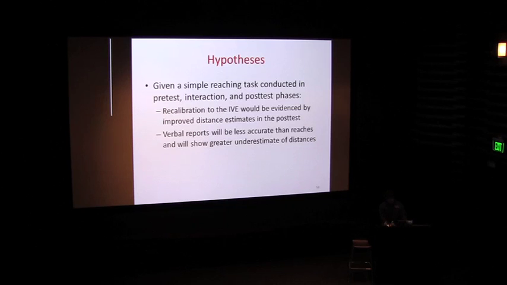And we also measured verbal reports, and we believed that verbal reports would be less accurate than reaches and would show greater underestimation of distances. We additionally hypothesized that perhaps verbal reports would not be affected by calibration, but physical reaches could be, right? Because if, in fact, the perception-to-cognition versus perception-to-action theory is correct, then the calibration effect might work more on the perception-action pipeline as compared to the perception-cognition pipeline.